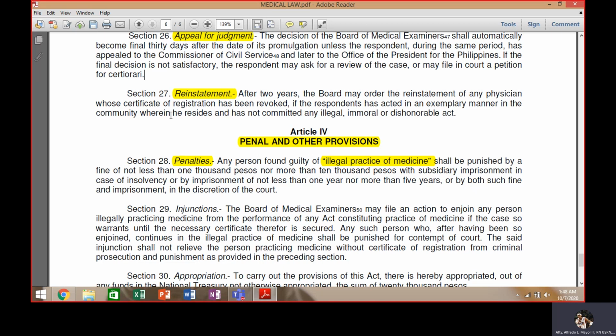Section 27, reinstatement. After 2 years, the board may order the reinstatement of any physician whose certificate of registration has been revoked, if the respondent has acted in an exemplary manner in the community wherein he resides and has not committed any illegal, immoral, or dishonorable act. However, this becomes factual. You need to prove this to the board, that you are now living an honorable life.